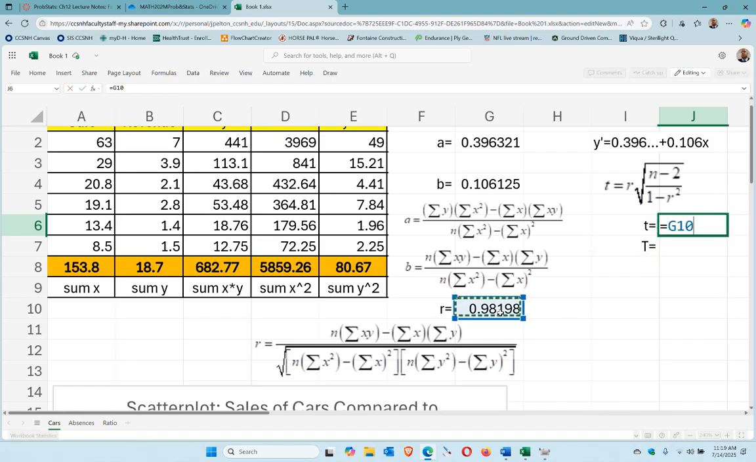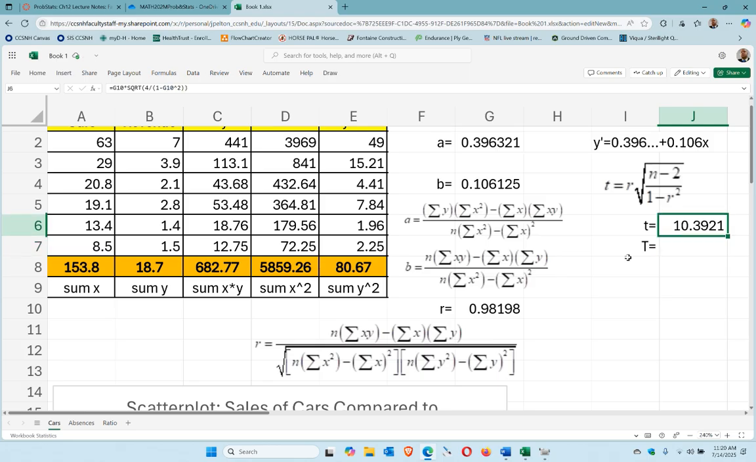So our observed t value is the r value times the square root, parentheses, n minus 2. So 1, 2, 3, 4, 5, 6, minus 2 is 4, divided by, this is where the mistake comes in, another set of parentheses for 1 minus r squared, and then close the parentheses twice, because you need parentheses for that whole denominator. Otherwise, it's only going to divide by 1, which is not going to change anything, obviously. It's divided by the whole denominator. Okay, so there is our observed t value.